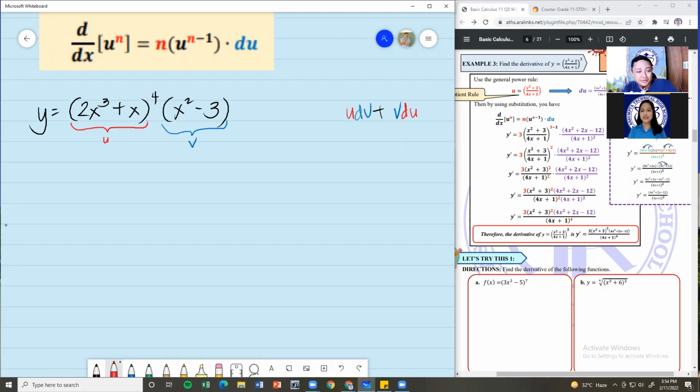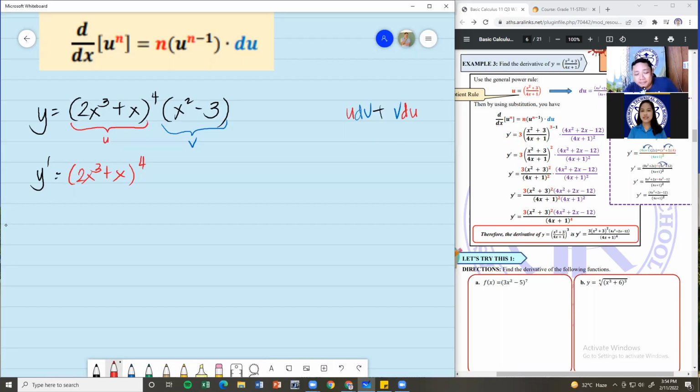Okay, so to solve this, we will now have y prime equal to u. We just copy u. Whenever it's just u, you just have to copy your u. Nothing else to do, just copy it. Okay? So I'll use red for the u and blue for the v. So we will have 2x cubed plus x raised to 4. You just copied it. No problem.